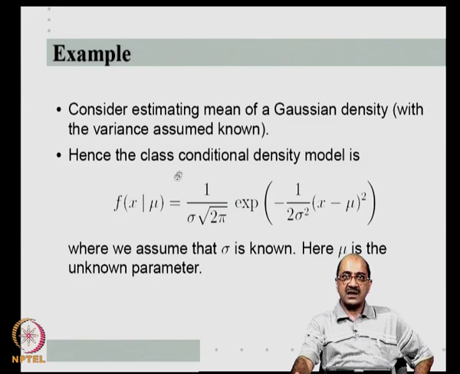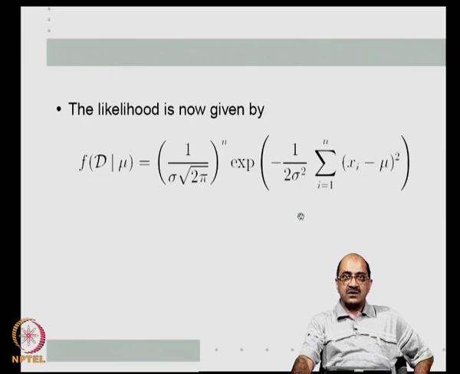If I take the n-fold product, I will get this term to the power n, because this does not depend on x. And here when I take the product, all of them get added up inside the exponent. So, my likelihood becomes this first term to the power n, times the exponential of the sum over i of xi minus mu whole square.